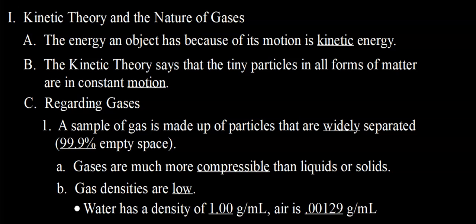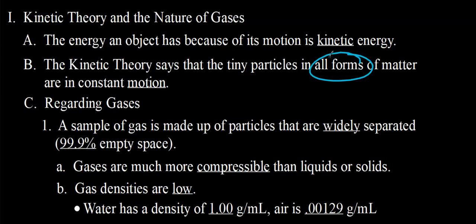So the kinetic theory, or kinetic molecular theory, KMT sometimes it's called, says that the tiny particles in all forms of matter are in constant motion. So that means the particles of a gas are moving around. The particles of a liquid are moving around. The particles of a solid are moving around. And what makes the states of matter different is the amount of motion or movement of the particles.